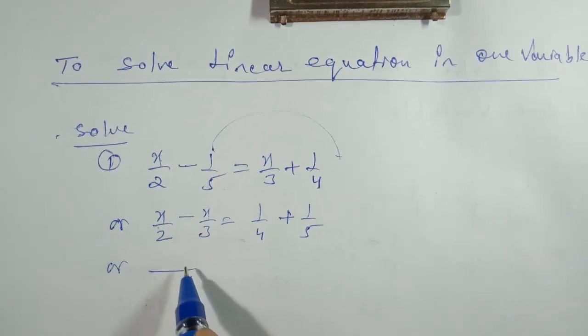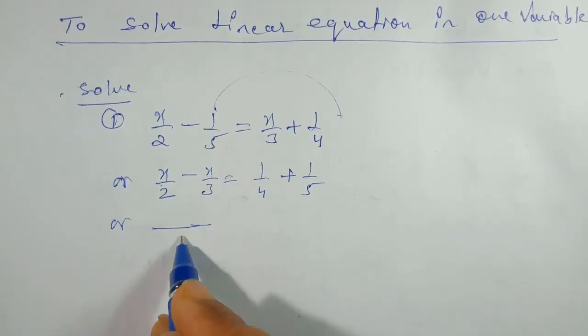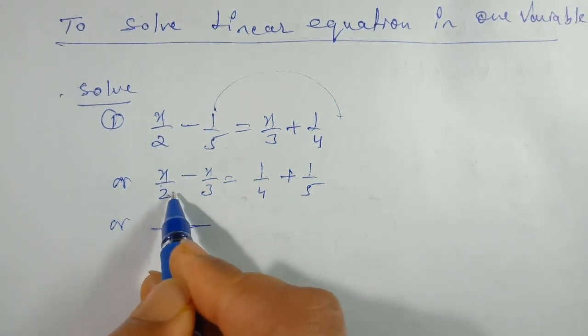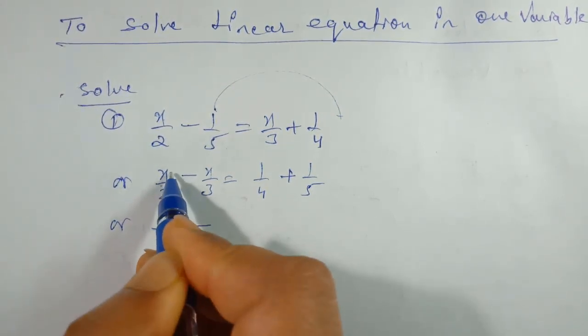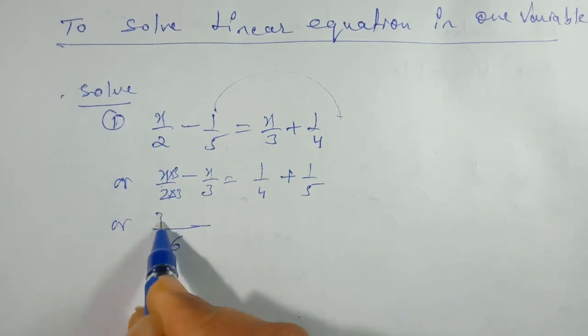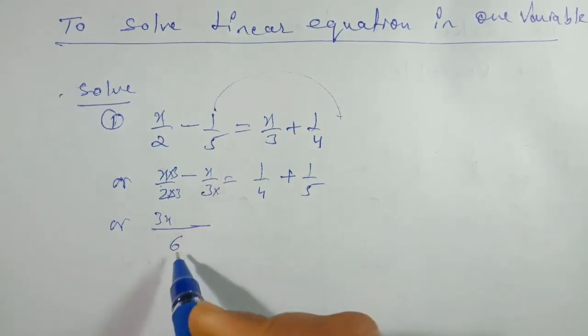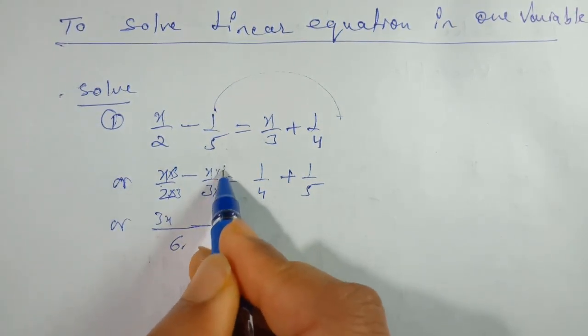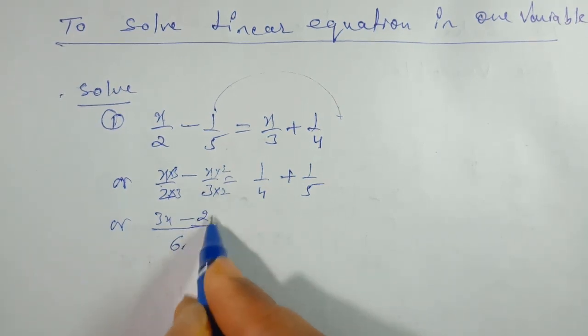Now take the LCM. 2 into 3 will give 6. For making the denominator 6, we have to multiply by 3, so the numerator will change to 3x. For making it equal to 6, we have to multiply by 2, so its numerator will change into 2x.